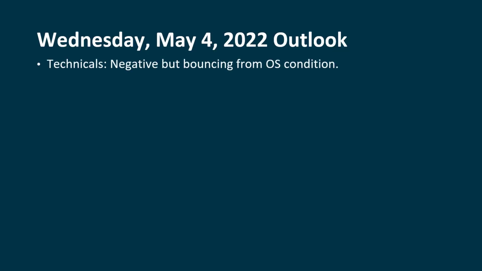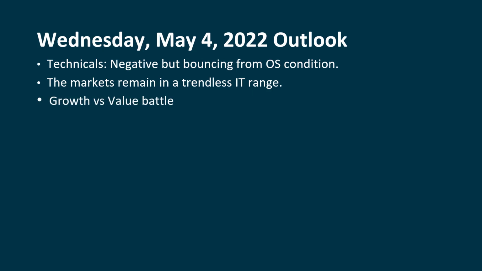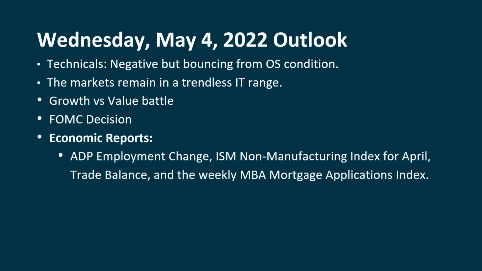So what's our outlook? The technicals are negative, but they're bouncing from an oversold condition. The markets are still trendless and in an intermediate term range. The battle goes back and forth between growth and value. We have the FOMC coming out. Economic reports: the ADP employment change will be coming out with the ISM non-manufacturing index, the trade balance, and then every week we get the MBA mortgage applications index.